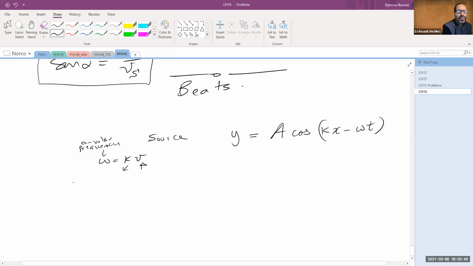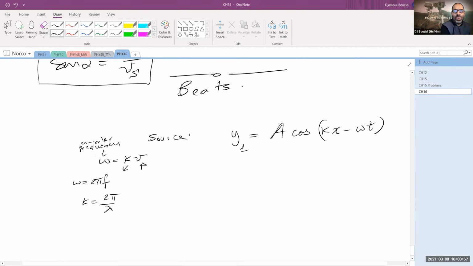And this is the wave number. Remember, omega is related to the frequency via this number. That's the actual frequency. And k and the wavelength are related to one another via this expression, okay? So this is a convenient way of writing the wave. So we have a source now, and it's giving me this wave.